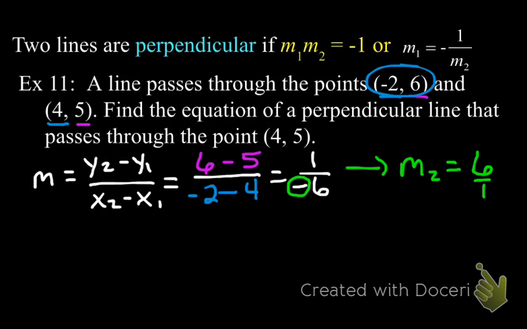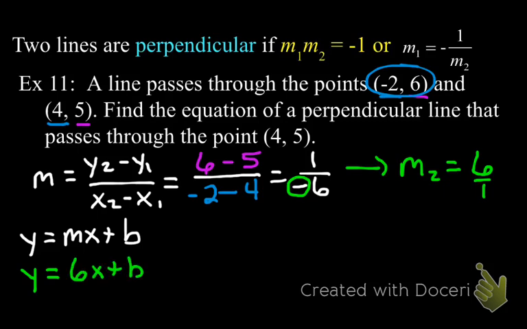So then we go back to our slope-intercept form, and again, to remind us of that, y equals mx plus b. So that means we're going to have y equals positive 6x plus b. And the point that they told us to use was this one right here. And remember, x is the 4 and y is the 5. So the 5 goes in over here.